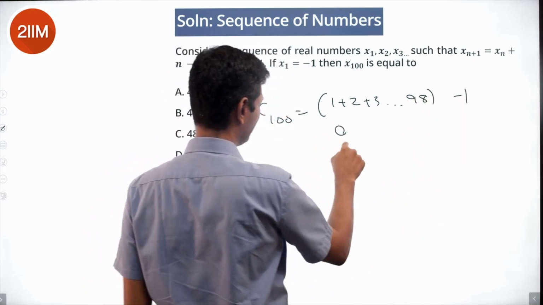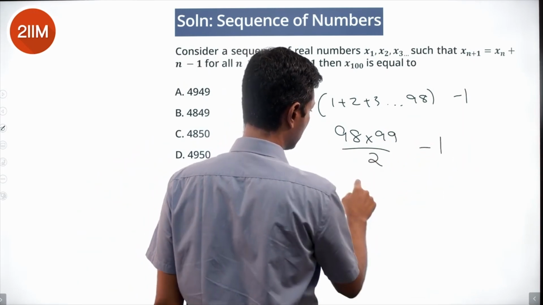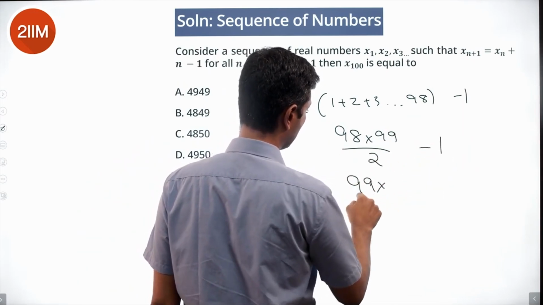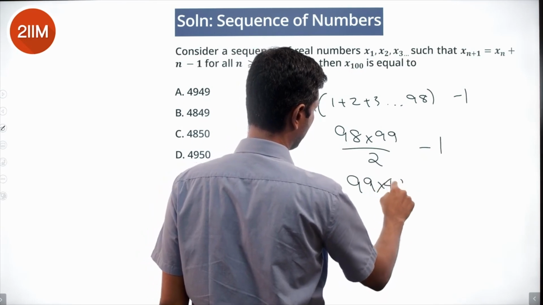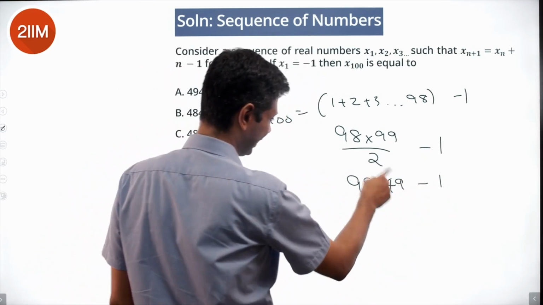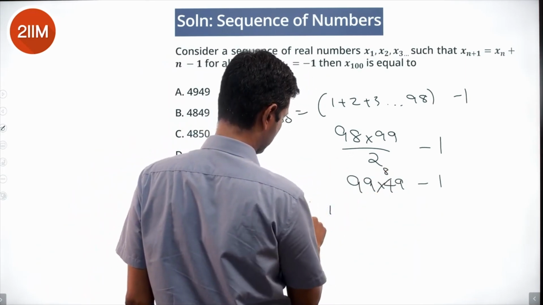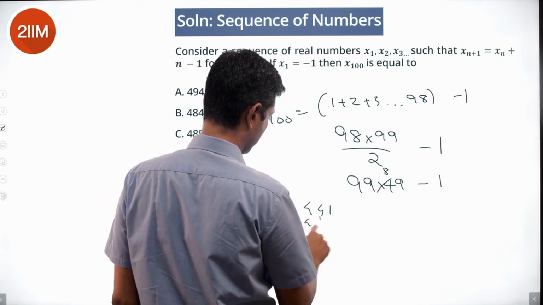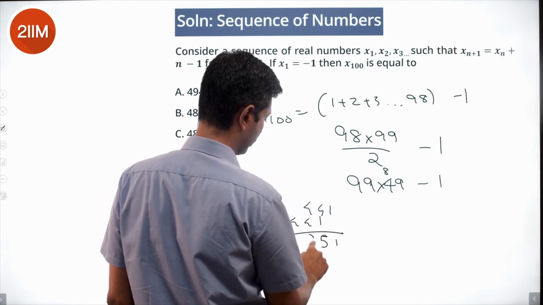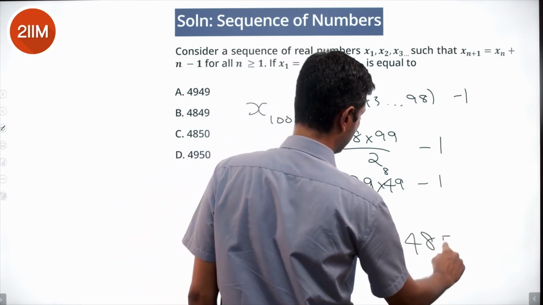This we know. This is 98 into 99 by 2 minus 1, which is 99 into 49 minus 1. Whatever that number turns out to be: 9 9s are 81, 9 4s are 36, 441, 4851, minus 1, which is 4850.